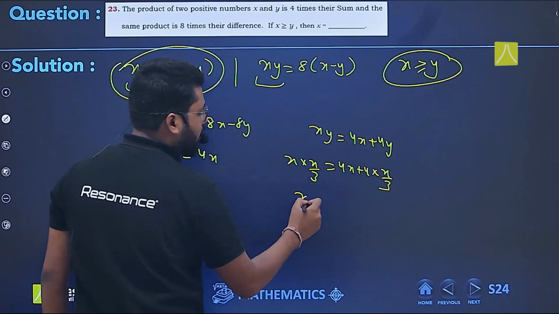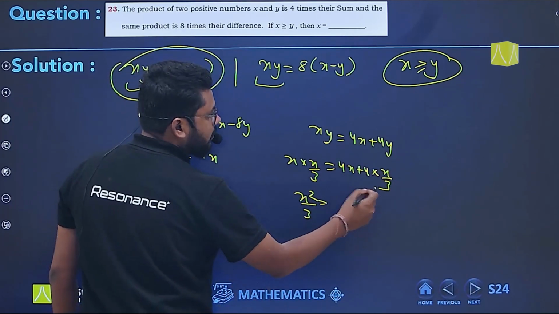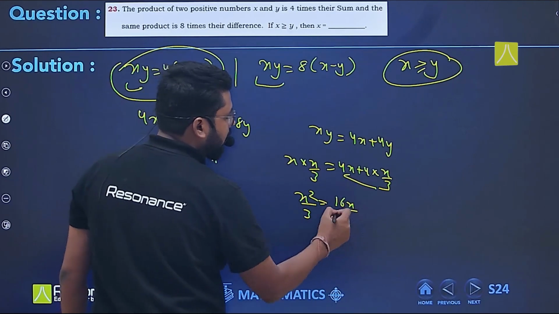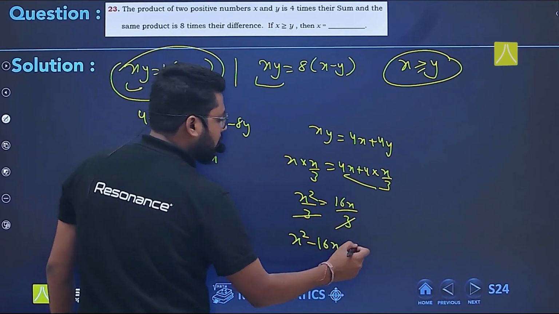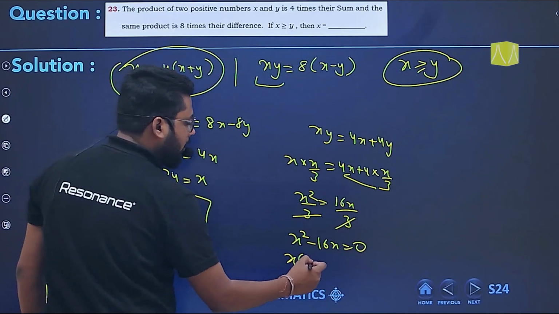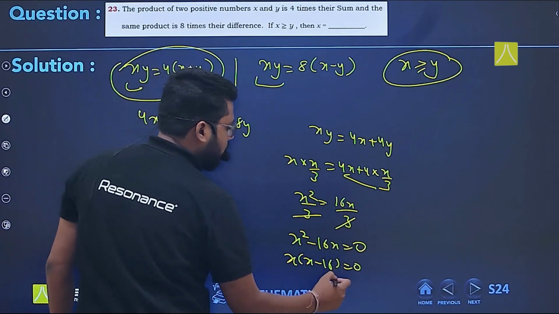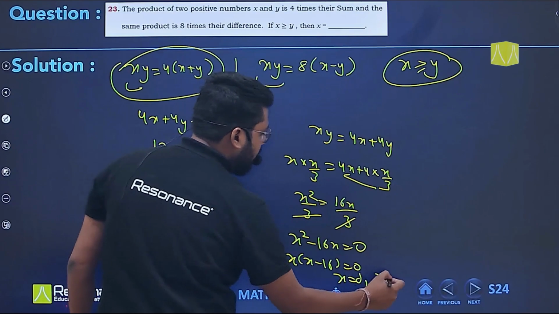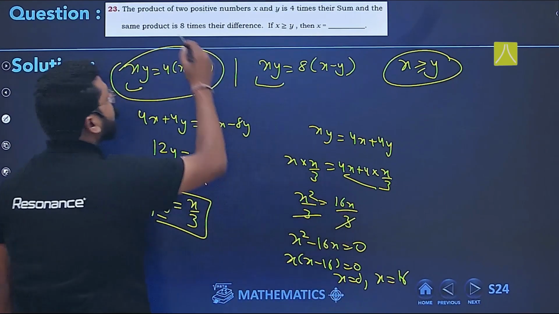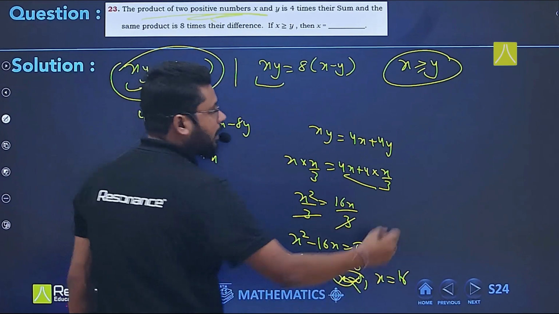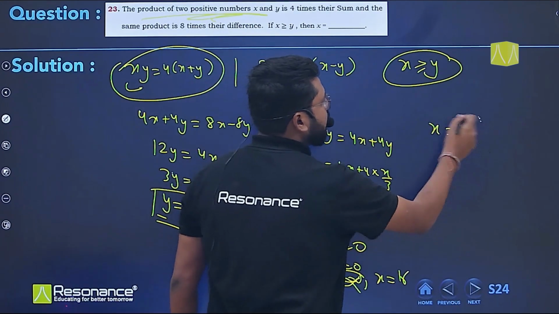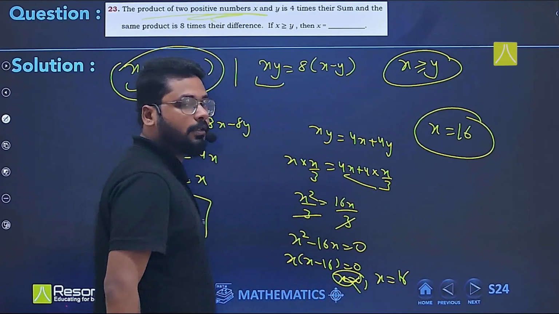So it is like x square by 3. If you take LCM here, it will be 16x by 3. So you get cancelled. X square minus 16x is equal to 0. And if you take x common, it will be x minus 16 equals 0. So either x is 0 or x is 16. But it is given that all the numbers are positive numbers, so we cannot take x as 0. So our correct answer x will be 16 only.